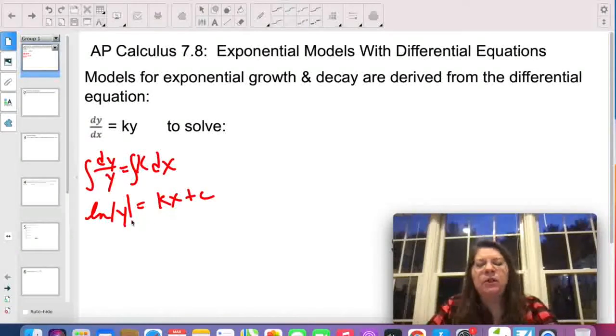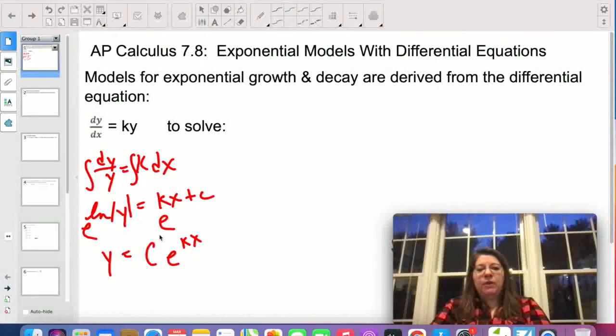Then we learned in the last section that to eliminate the natural log, we put the e in front. When we put the e in front, remember this is e to the kx times e to the c, and that e to the c is still a constant, so it goes to the front. So this is our basic formula when we're solving a simple exponential growth and decay problem. This is the derivation of the form that everything will take.